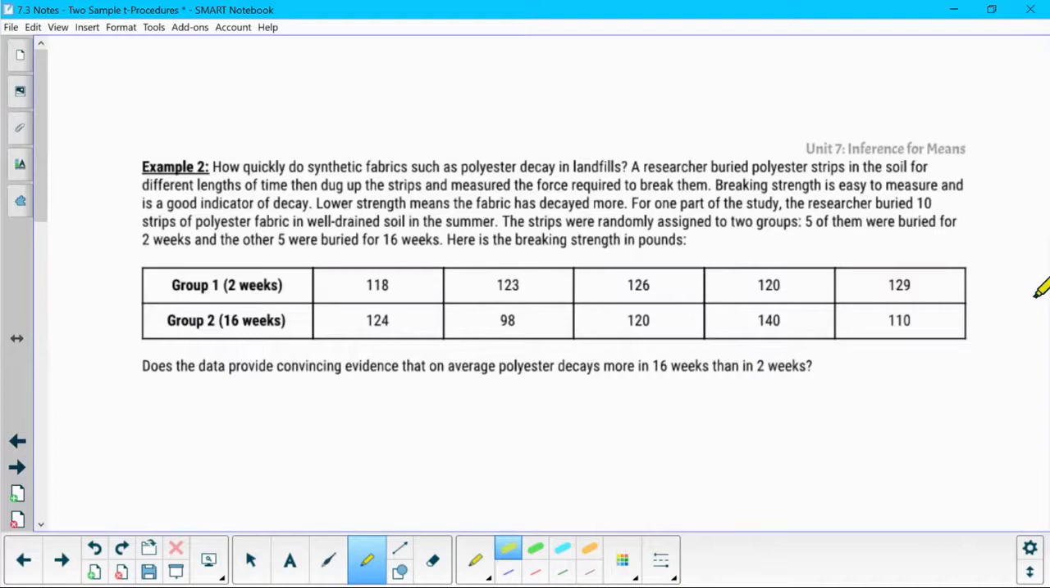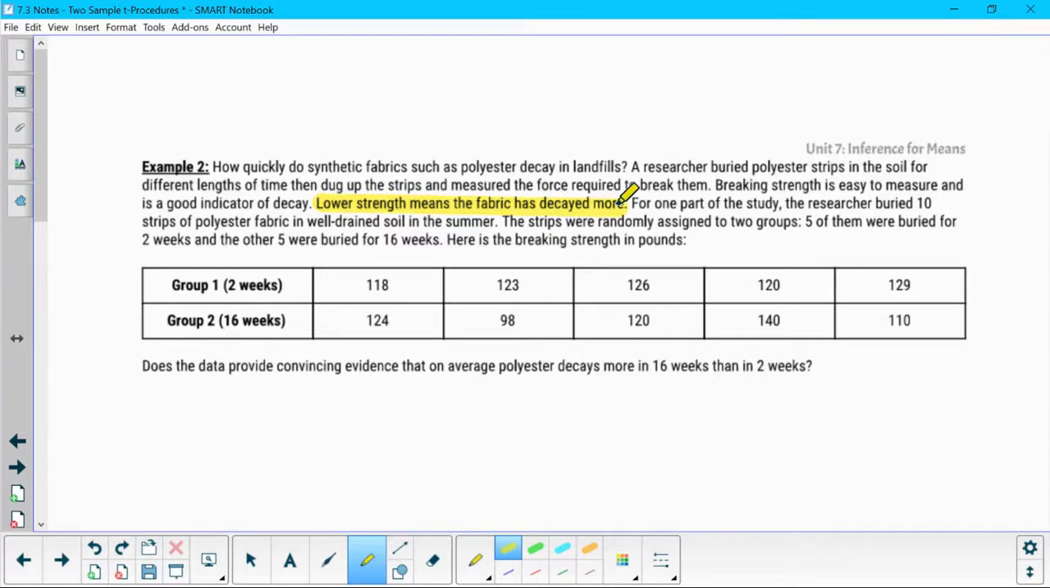So let's go ahead and look at example 2. How quickly do synthetic fabrics such as polyester decay in landfills? A researcher buried polyester strips in the soil for different lengths of time, then dug up the strips and measured the force required to break them. Breaking strength is easy to measure and is a good indicator of decay. Lower strength means the fabric has decayed more.